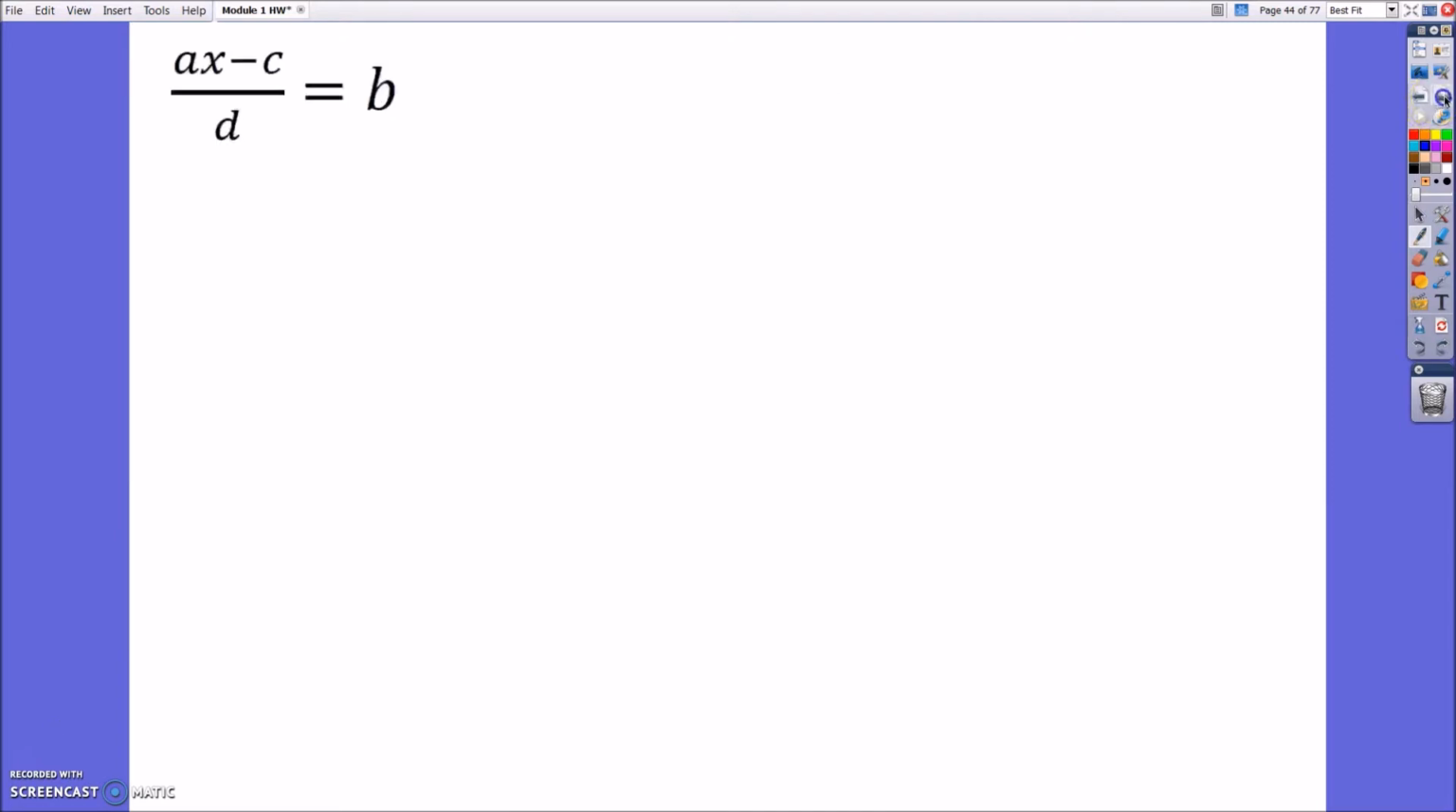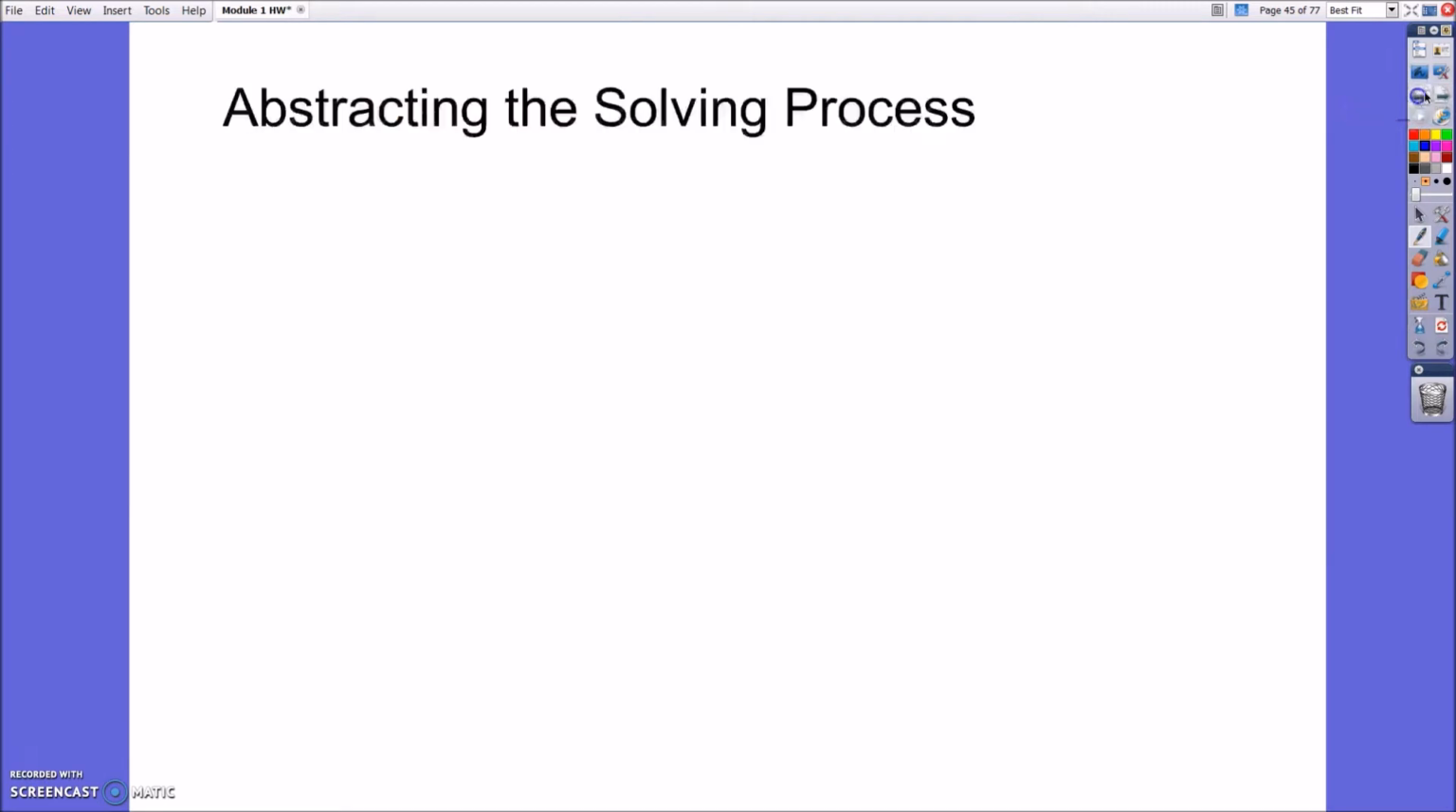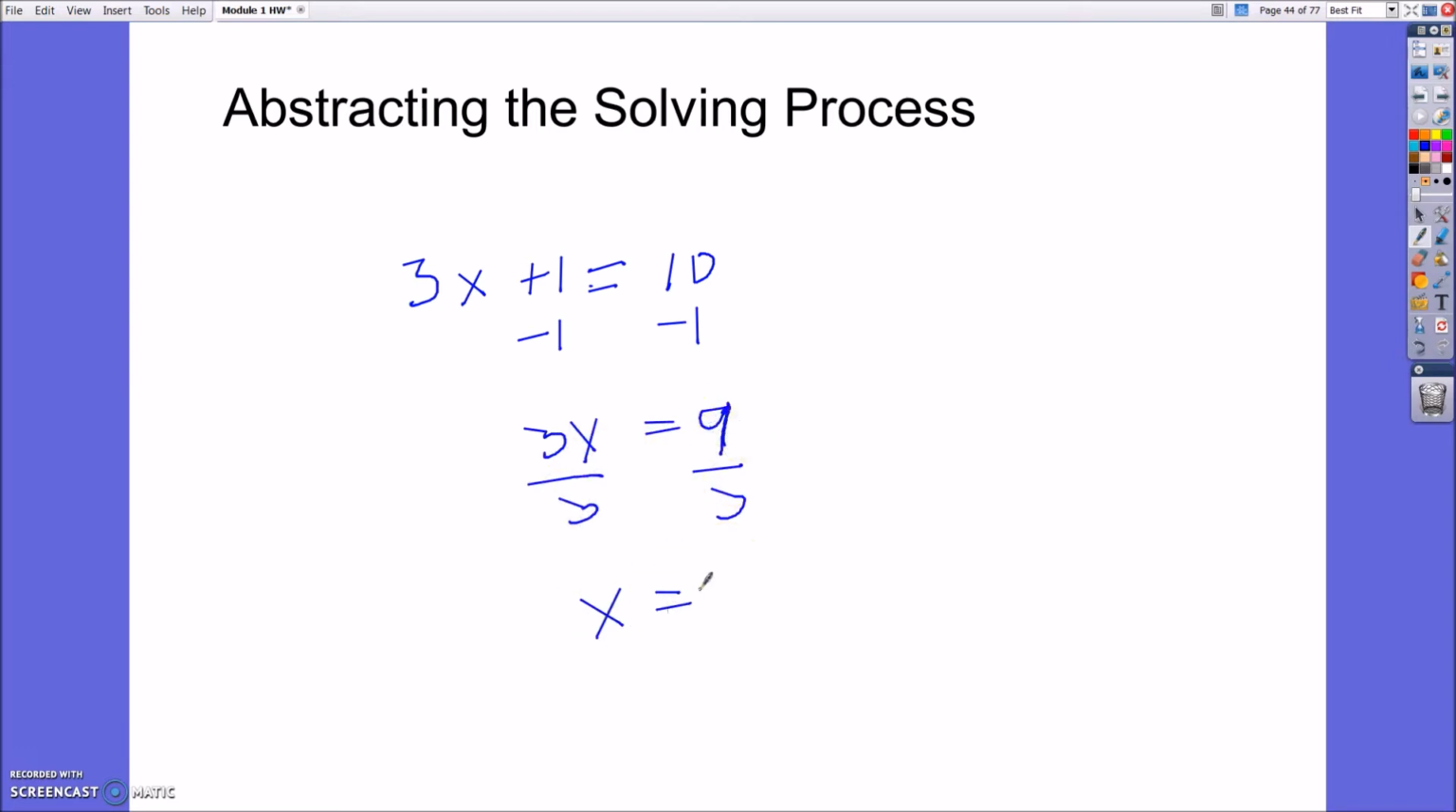So what do I mean by that? Let's back up. If I have 3x plus 1 equals 10, how I would do this, I would minus 1 from both sides to get 3x equals 9, I would divide both sides by 3 to get x equals 3.